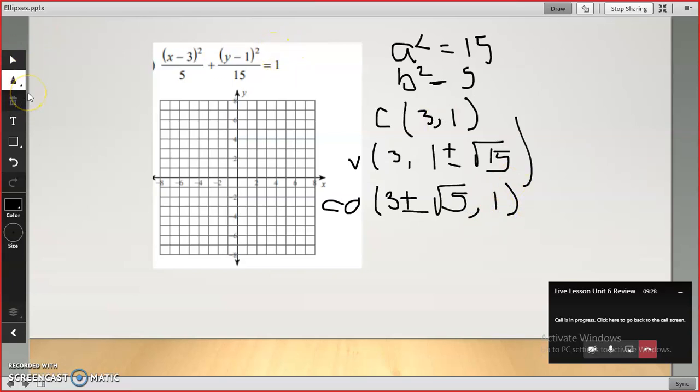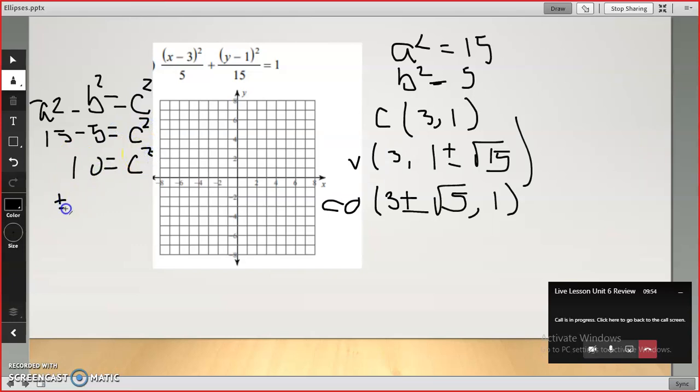To find the foci, I need to find the focal length. I am going to do a squared minus b squared equals c squared, which gives me 15 minus 5 equals c squared. And I get 10 is equal to c squared. So that's going to give me plus or minus the square root of 10 is equal to c. And really, when focal length, I would just say the square root of 10, but I know that I'm going to use that for my foci, and I'm going to denote that with just a plain old F. And so again, I'm adding it to the y value, so that's going to give me 3, and my y value is 1, comma 1 plus or minus the square root of 10.